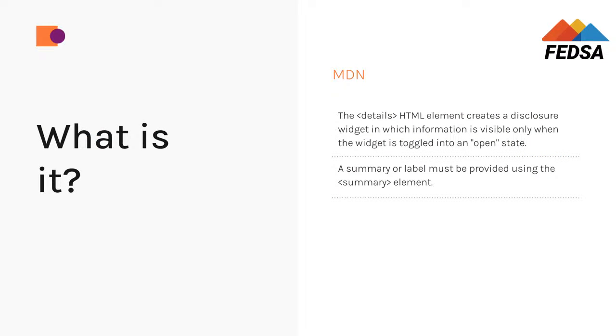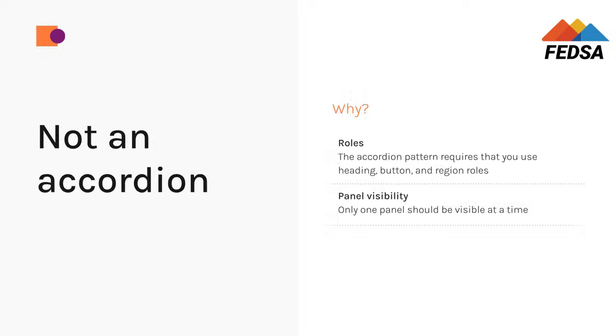Right, so details and summary, what is it? This is directly from MDN, which is everyone's go-to, I think, when it comes to documentation of anything on the front end. The details element creates a disclosure widget in which information is visible only when the widget is toggled into an open state, and a summary or label must be provided using the summary element. So the summary element sits inside the details element.